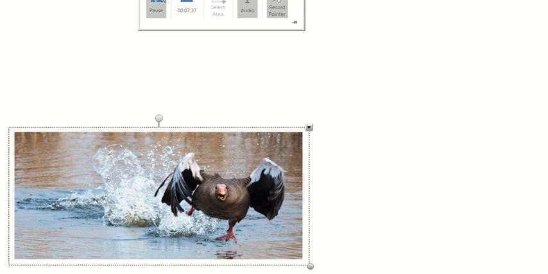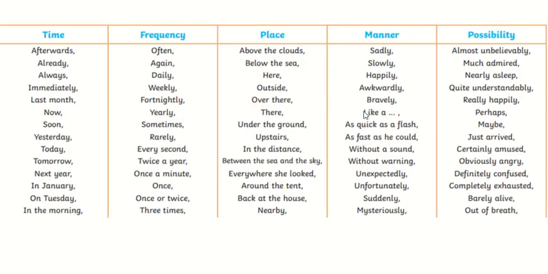Now here's picture number 2. Let's have a look at what's happening in this picture. Now we've got a bird here, and do we think, to get all of this splash here, do we think the bird has moved slowly or quickly? Now I'm going to go back to my fronted adverbial word mat and let's have a little look.